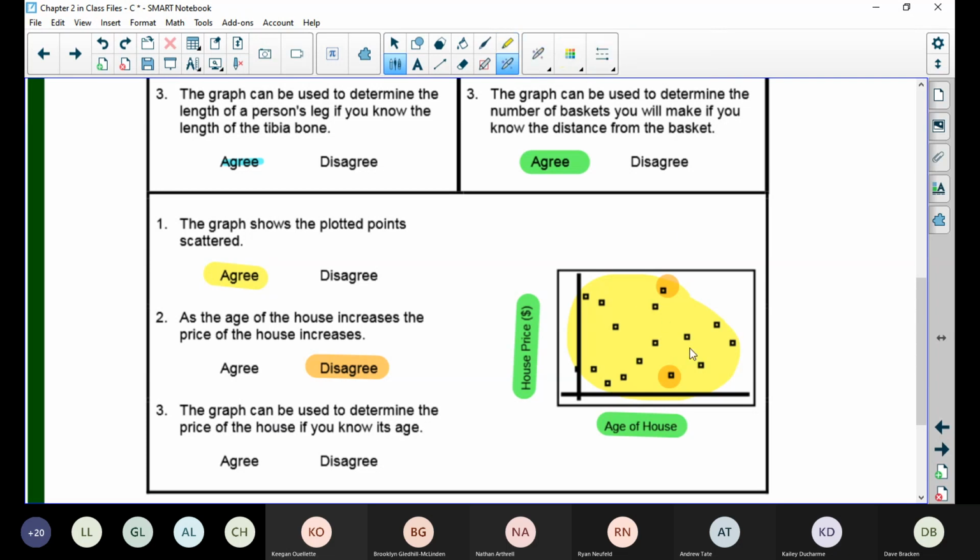And the graph can be used to determine the price of the house if you know the age? Well, if you told me the age of your house is right here, I don't think I could tell you what the price is, because it could be right here, or it could be right here, or it could be right here. Because these are all spread out, the answer to this one is disagree.